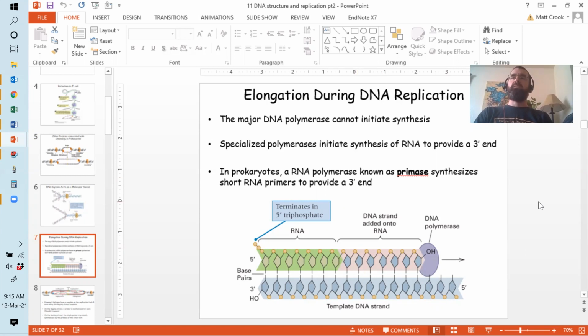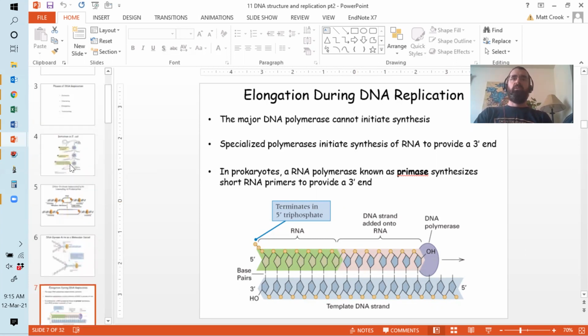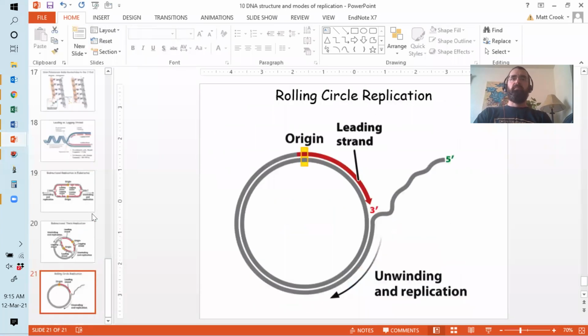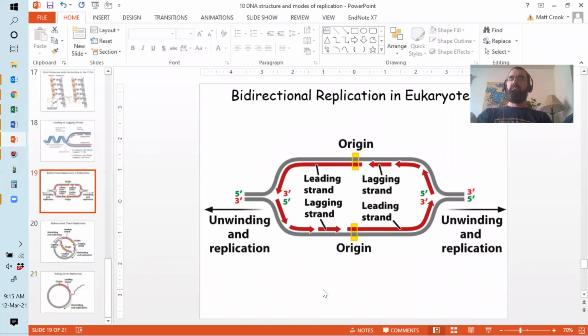How often would you need to add a primer for the lagging strand? Right, so let's go back here. For example, questions to the class. I know it's Friday, but I've got to ask at least one question, right? How often would you need to add an RNA primer for the lagging strand? You only need to do it once for the leading strand, right? How often would you need to do it for the lagging strand?